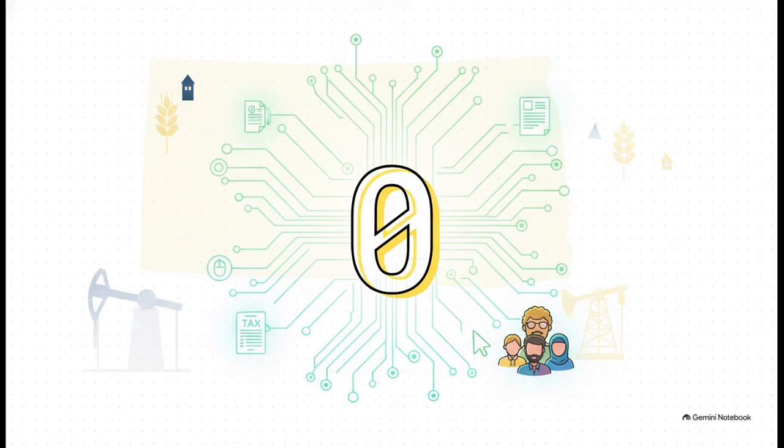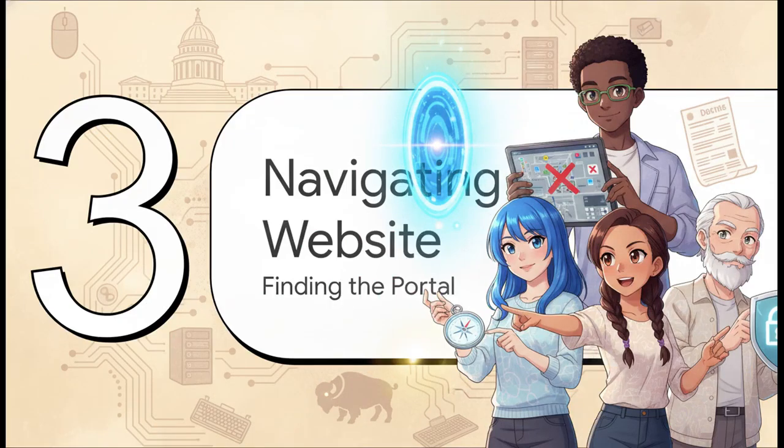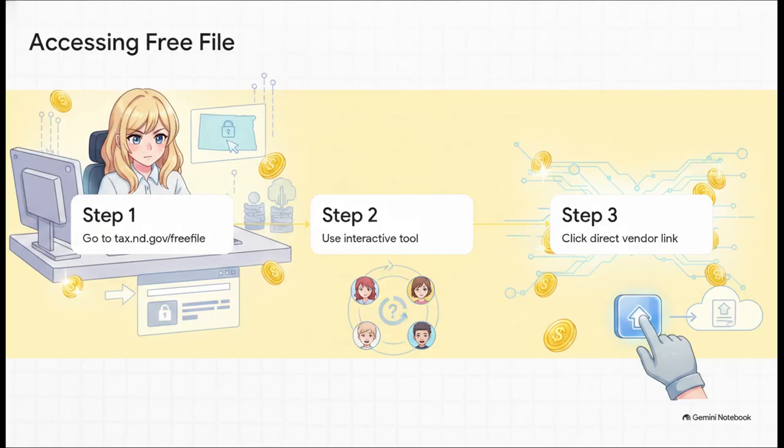On to Section 3, navigating the North Dakota tax website. Accessing the official portal correctly is so incredibly vital, mostly because falling into common navigation traps can accidentally end up costing you money, and we do not want that. So here is exactly how to avoid those traps. First off, do not go to the North Dakota Taxpayer Access Point, also known as NDTAP. That system is specifically for businesses and one-off payments, not for guided individual filing.